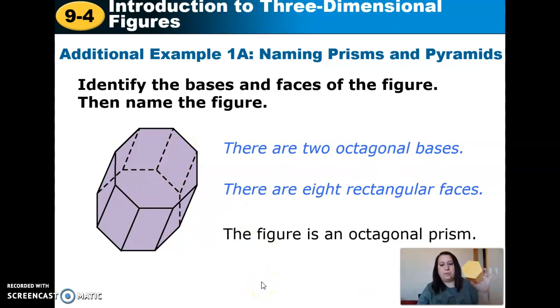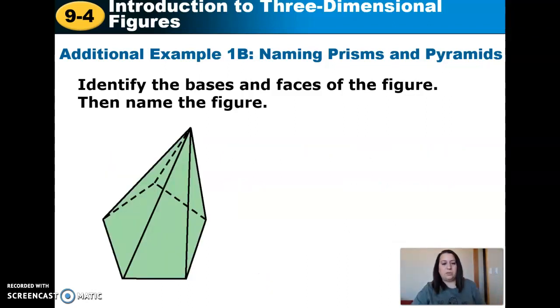This one that I was holding up before, this is a hexagon. We talked about that just now. There's 1, 2, 3, 4, 5, 6 sides. So our bases are hexagons. So this will be a hexagonal prism.